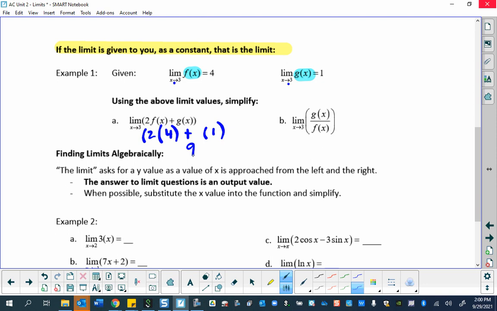Take a look at B. What do you think the value of the limit as x approaches 3 of the ratio of g of x to f of x is? The value as x approaches 3 of g of x is 1. The value as x approaches 3 of f of x is 4. The ratio of the two of them is 1/4. Plug and chug.